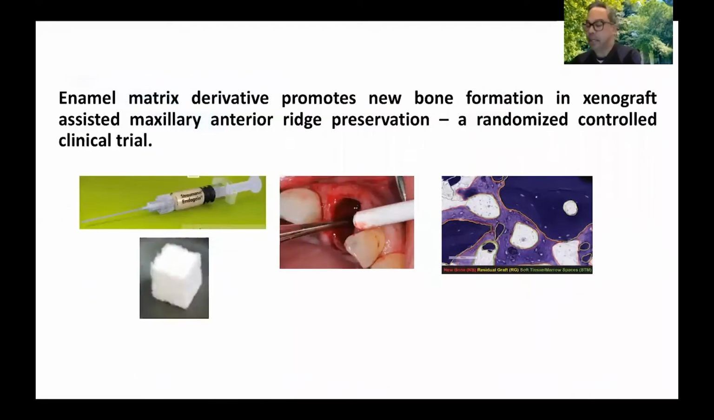I will be presenting about our randomized clinical study on the osteogenic potential of enamel matrix derivative when combined with xenograft in maxillary anterior ridge preservation.